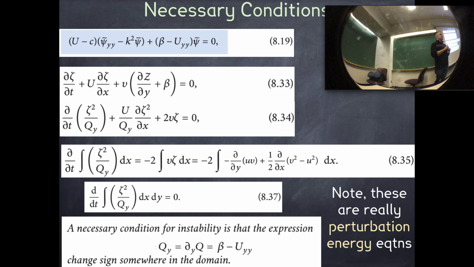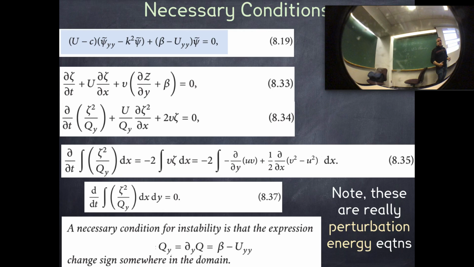So the way it gets stated is, a necessary condition for instability is that the expression dq/dy, or beta minus u_yy, must change sign somewhere in the domain. So what happens if it changes sign? If it's positive everywhere, it's like a weighting function for d/dt of zeta squared, but if zeta squared wants to grow in time, zeta squared is positive definite. If this thing is positive definite too, the integral is positive definite. We can't have d/dt equals 0 and have that one growing, because this thing is fixed in time, remember.